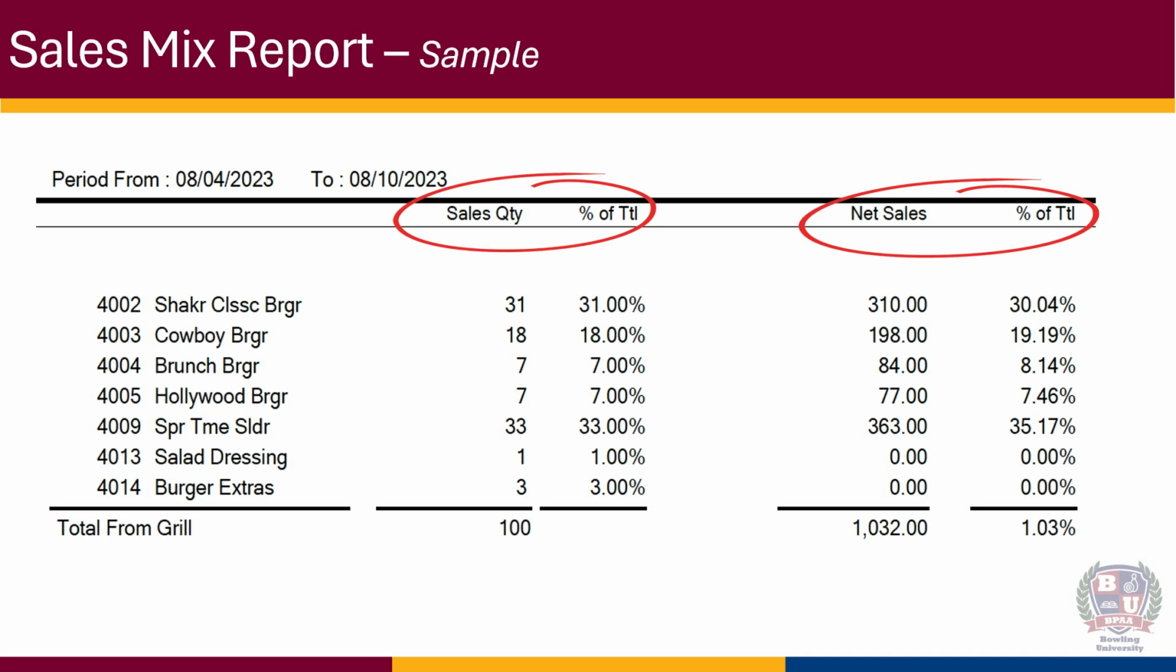You see on the left column is sales quantity. That's how many did I sell. And then on the right, it's the net sales. So how much did I sell it for? It's a big distinction.